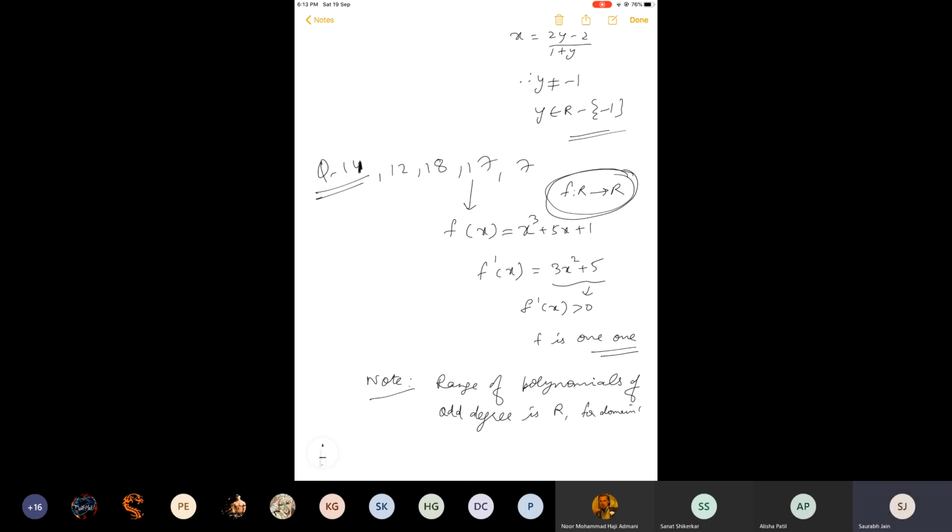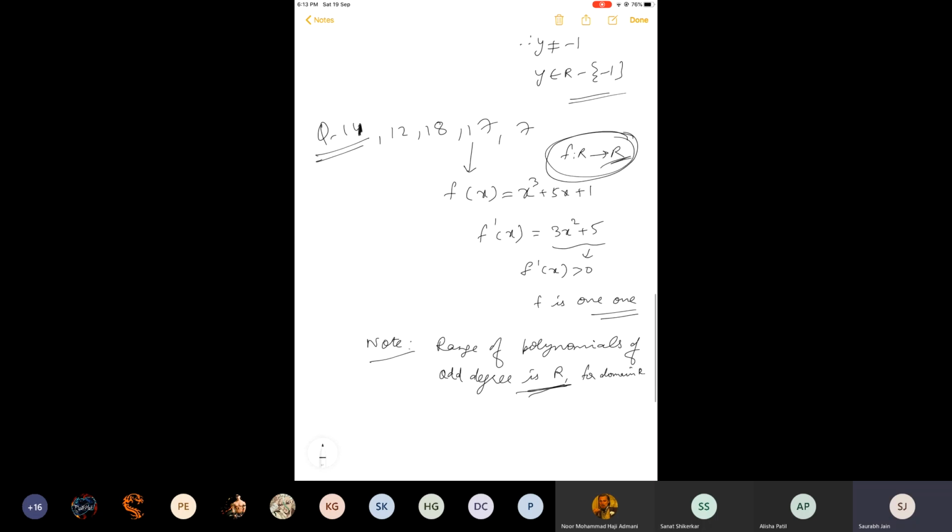So domain is R, range is R. That means codomain and range both are same. And what is basically the reason? If you want to understand why range is R, either you should know how to draw its graph, which you will be able to make after studying the chapter application of derivatives.